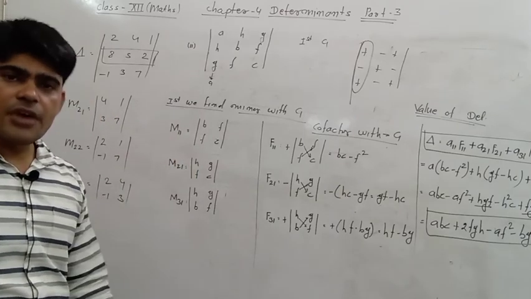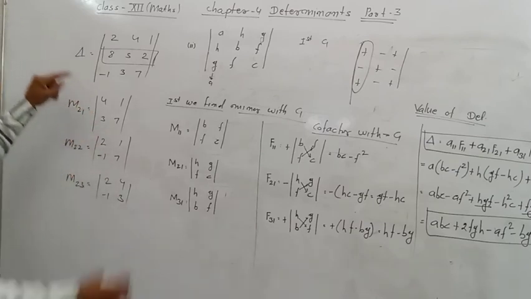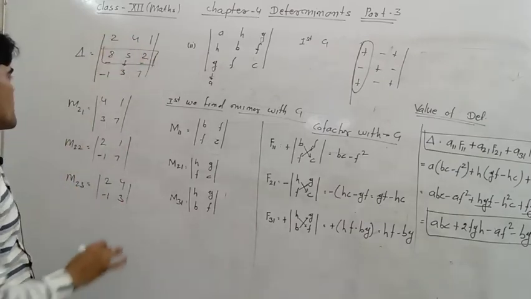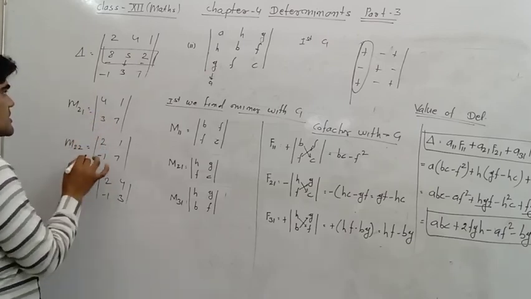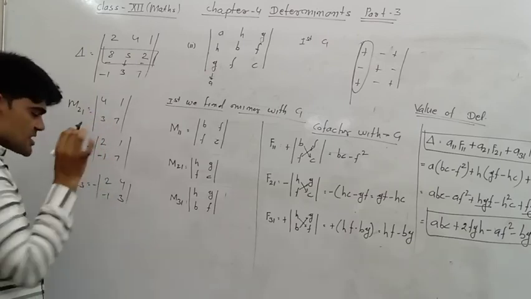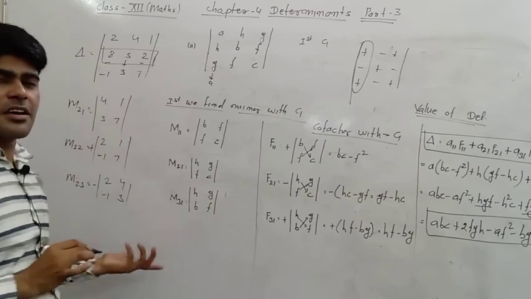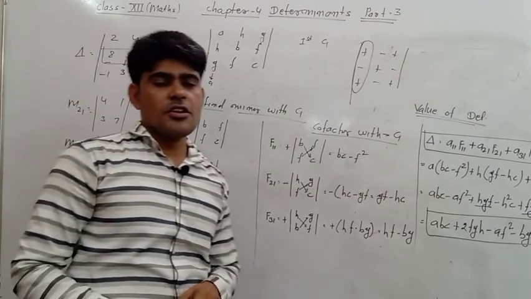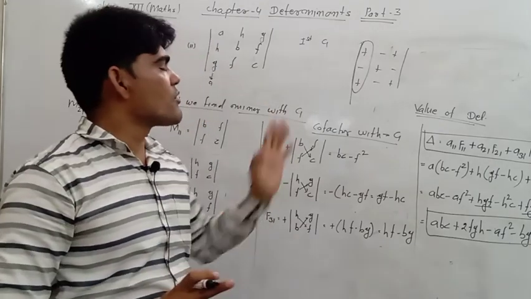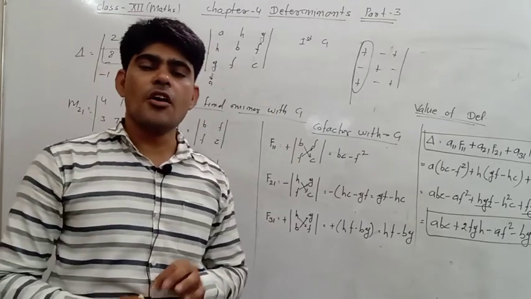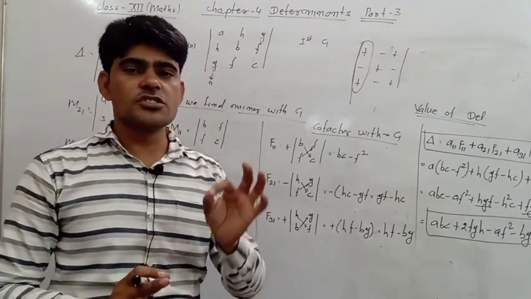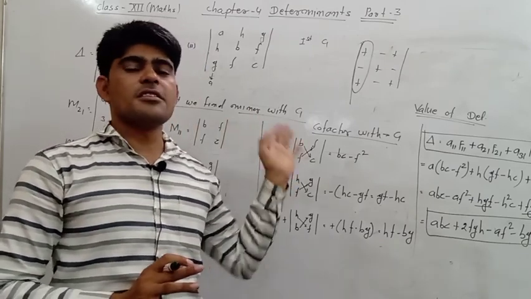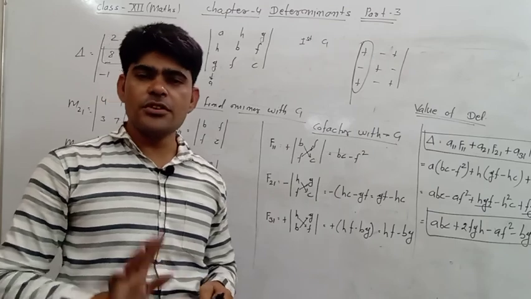Similarly, we find its cofactors. Then we use the symbols minus, plus, minus, and we solve the determinant. Okay, similarly we solve this question. Next, part 4, we solve the operations of determinants. This is the most important topic. Operations of determinants we solve in exercise 4.2.